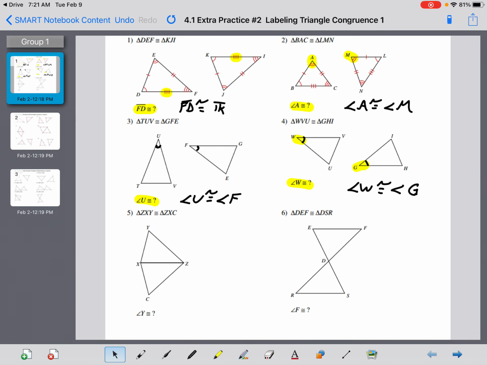Let me just see if I could zoom out a hair. There we go. Okay. Here we have angle Y. And if we were to compare, angle Y would be congruent to angle C.